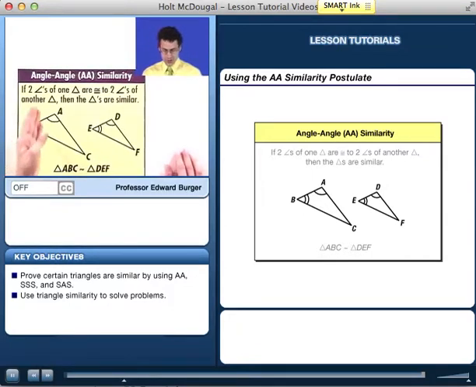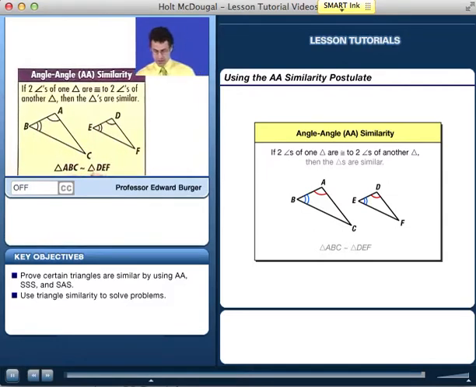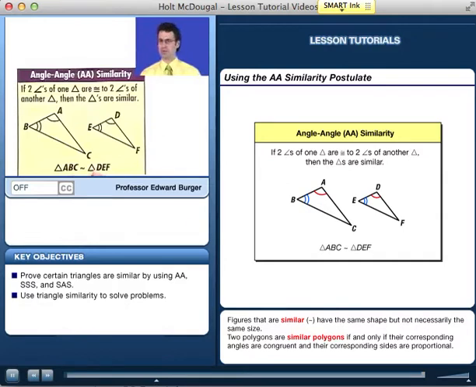So if two angles of one triangle are congruent to two angles of another triangle, then in fact the two triangles are going to be similar. Now, why does this theorem make some sense? Well, think about it. If we know that this angle and this angle are congruent, then we know their measures are equal. If these two angles are congruent, their measures are equal.